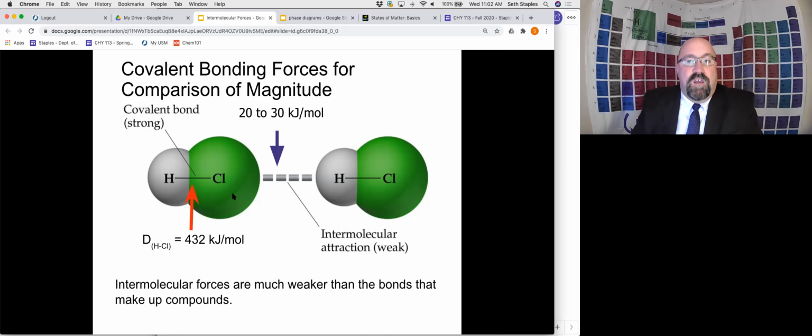As opposed to the force that holds two HCl molecules to each other. That's the intermolecular force, the intermolecular attraction that holds these two molecules next to each other. That's only a 20 to 30 kilojoule per mole interaction. So you can see a much, much, much smaller force holds these together to each other versus what holds the whole compound together. And so that's a covalent bond, an intramolecular bond, versus an intermolecular force.